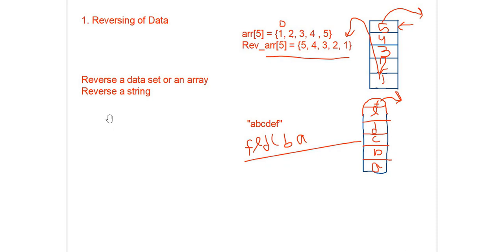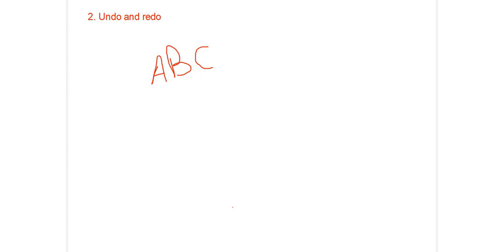Reverse a string. We can reverse a string in the same manner as we did in the array. We will push one by one each character of the string and we will pop out one by one. Next one is undo and redo operation.